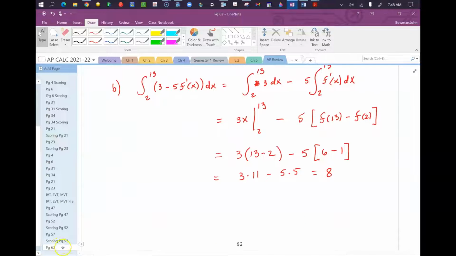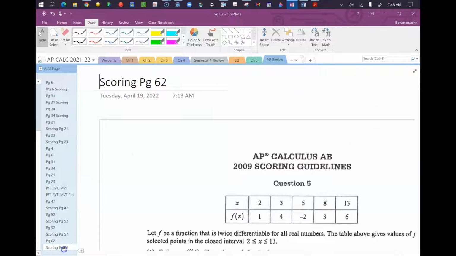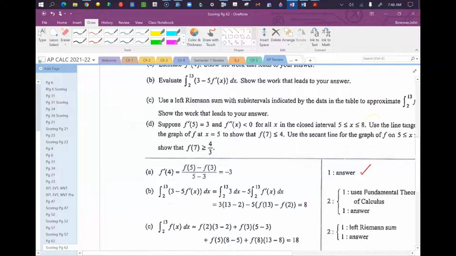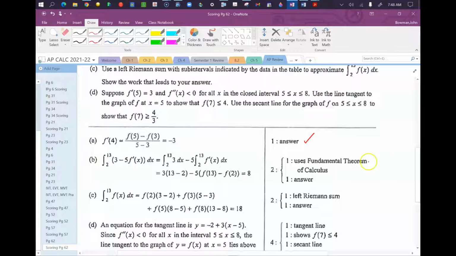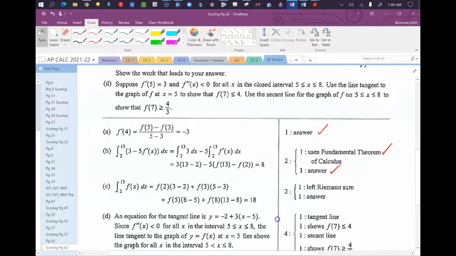So let's take a look at the scoring on that. Scoring on that uses the fundamental theorem of calculus, and you get an answer. I would assume that you don't have to simplify this, but you cannot leave these. You have to plug those numbers in.